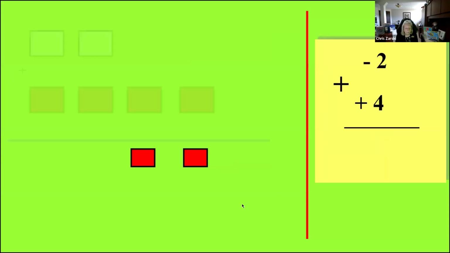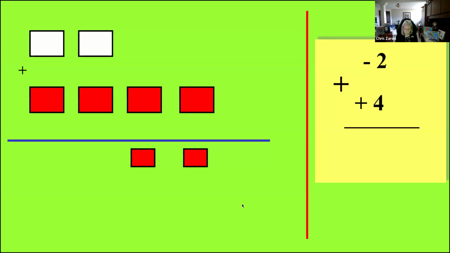All right, so that's an important component of what we do when we are working with equations as well. That's not going to be any different. We need to make sure that they understand how to get a 0 pair, because that helps to preserve equality when we're trying to keep left side and right side balanced.